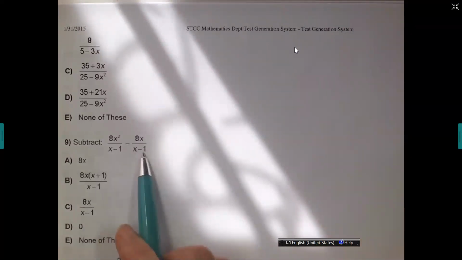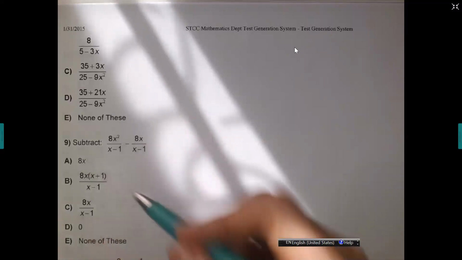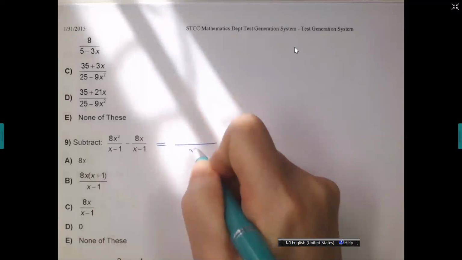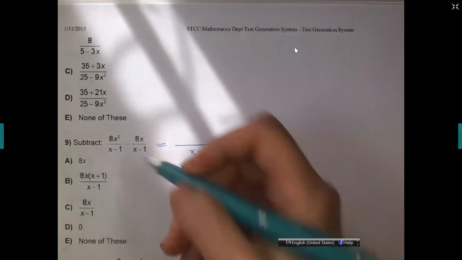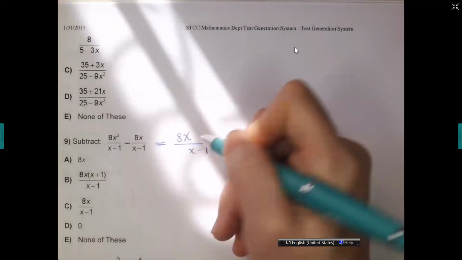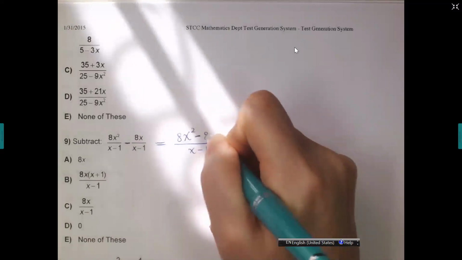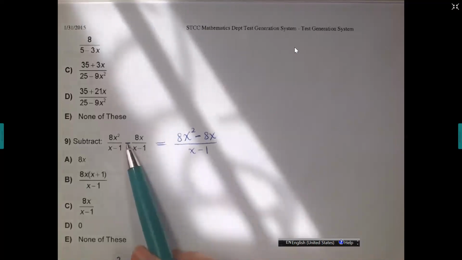When we see this problem, both of them have x minus 1. So that means we are ready to subtract now. What do we do? Just write down the common denominator and then use numerator 1 minus numerator 2. So I have 8x squared minus 8x. So for two rational expressions with the same denominators, we keep the common denominator, then subtract the numerators. This is the subtraction problem.